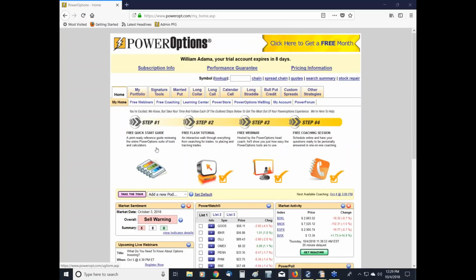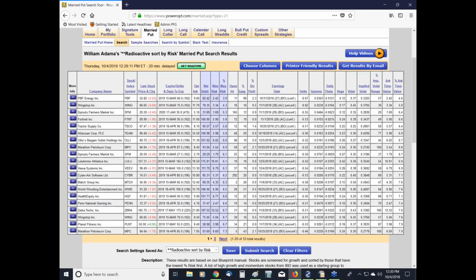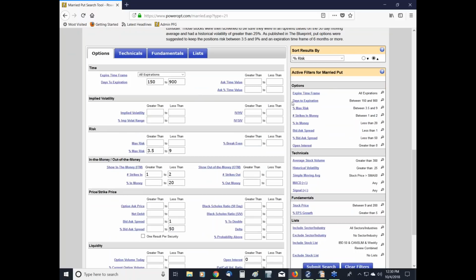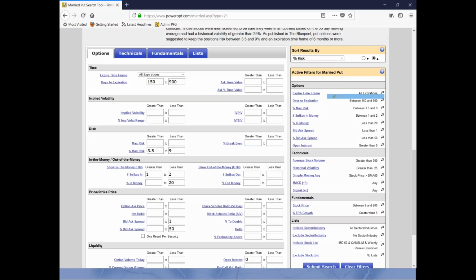All right, so here we are at a trial account to PowerOptions. Have my available tools up here. We're going to go into the married put tool, and I'm going to go into search. Let's scroll down below the listed trades, but here we see the default search, radioactive, sorted by maximum risk. We already put in what we look for when opening a new radioactive trade. This is the exact starting point that Ernie and myself use when we're opening a new position.